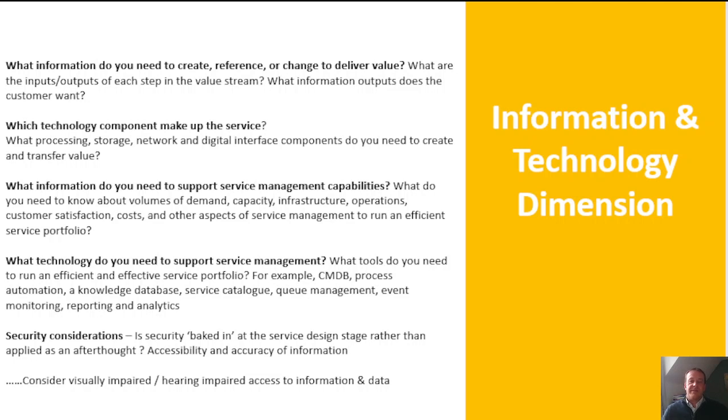Okay, if we go on to the information and technology dimension, so items for consideration: what information do you need to create, to reference or change in order to deliver value? What are the inputs for each of those steps in the value streams? In one of the slides further on we'll come on to value streams. What are those outputs? What are those inputs? Do we really know what the customer, what your stakeholder wants? Do we understand what those steps are? Something for consideration. It's much easier said than done, for sure.